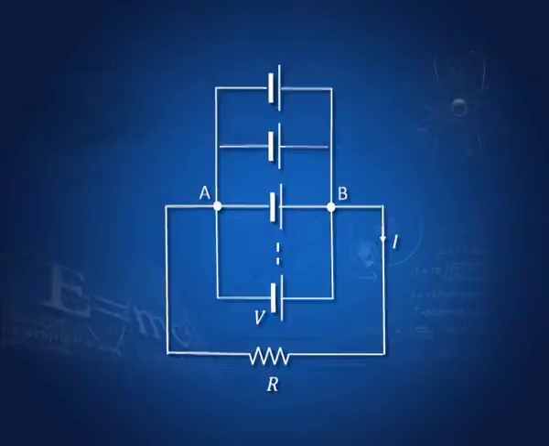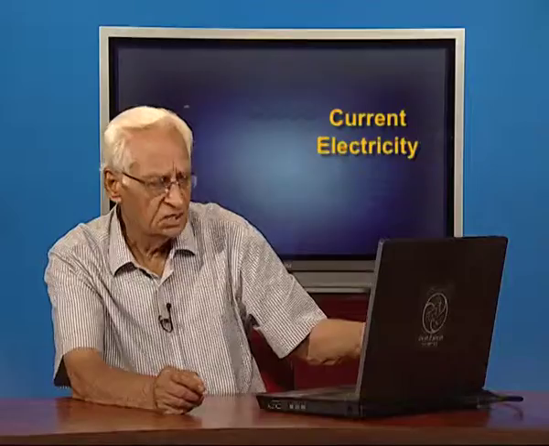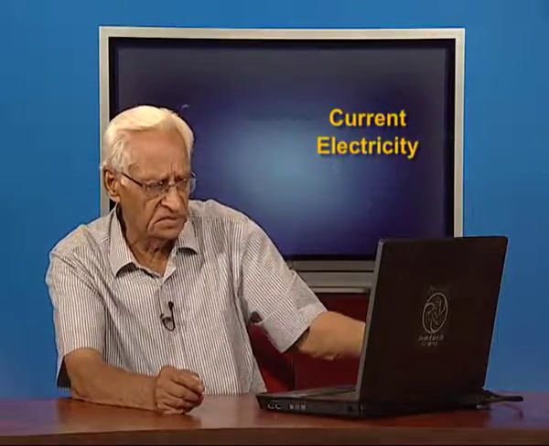they are all in parallel, and therefore, the current is the EMF of one cell divided by R plus r by M. r by M is the total resistance of this, all the resistances are in parallel, therefore, the resistance is r by M, and therefore, I can write this as M times EMF of one cell divided by M R plus r. So, once again I can take the same special cases.